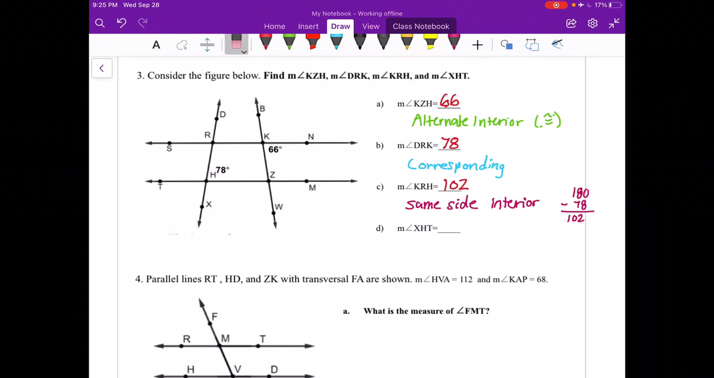Finally, we are going to find the measure of angle XHT. Angle XHT is this angle right here. And if we compare it to the other angle that we're given, you'll notice that these two are vertical angles. Vertical angles are always congruent. So if this angle is 78, then XHT must be 78 degrees as well. And that is it for question number 3.